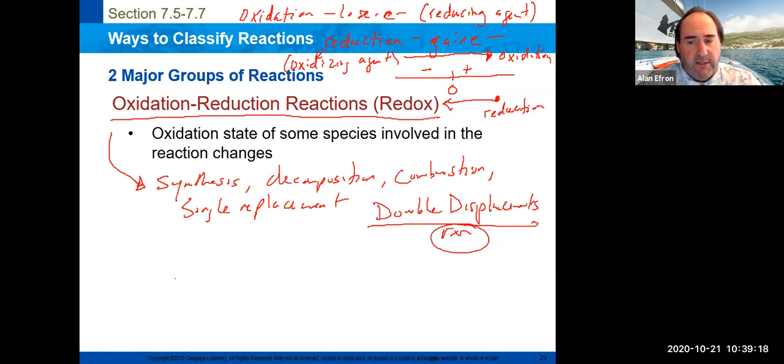Again, in order for that reaction to take place, whatever is coming in needs to be more reactive than what it is replacing. If it is not, then you would not see that reaction actually occur. Again, single replacement reactions are also under the big umbrella of redox reactions. Any questions on any of those classifications that we talked about last time?